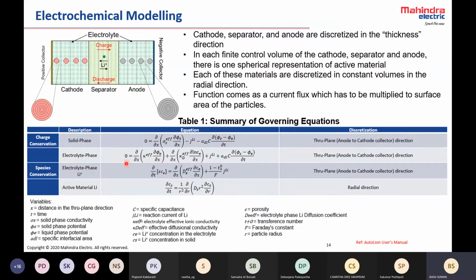There, what we do is we consider the solid phase, that is the active material phase, and the electrolyte phase. We consider species conservation, and then the lithium ion diffusion inside the particle. This radial direction is one direction, and this through plane direction is the other direction. These are connected, but a full 2D is not solved. That's why, combining these two, we call it the pseudo 2D model.